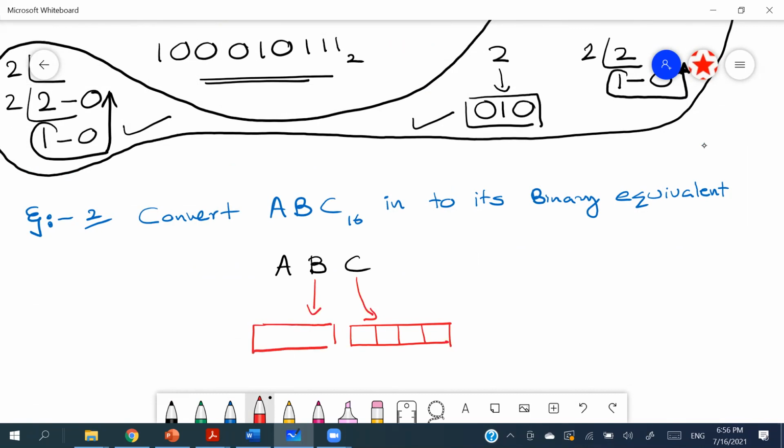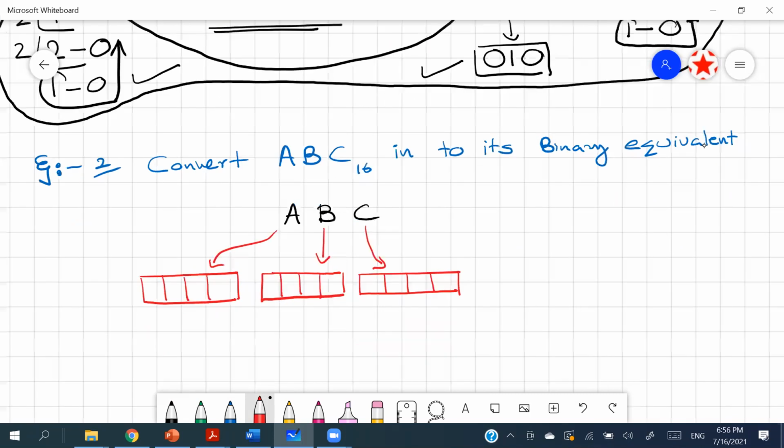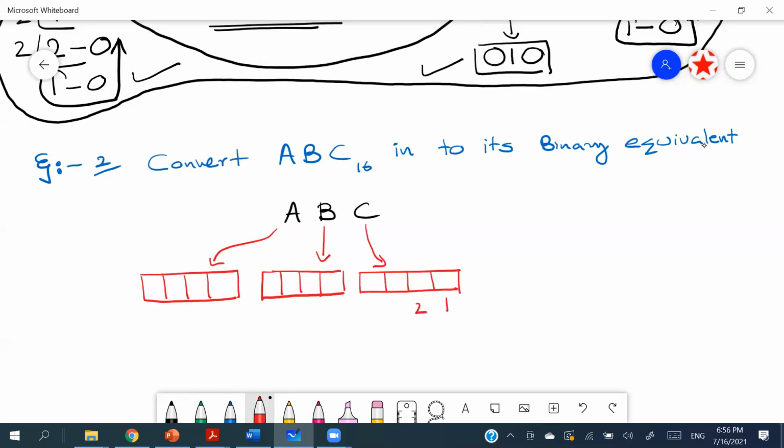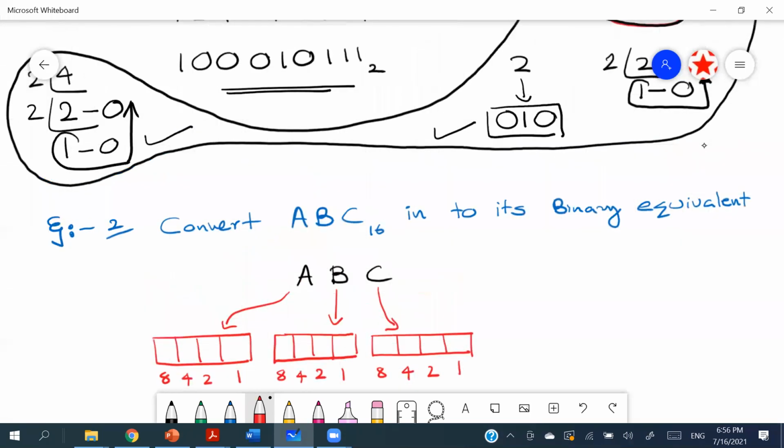Now, what's going to be the place values for these 4 bits? It's going to be 1, 2, 4, and 8, right? So it's 1, 2, 4, and 8. This is going to be 1, 2, 4, and 8. And this is also going to be 1, 2, 4, 8. Now, since we are given capital letters, it's better we write the values above that. So A is 10, B is 11, C is 12.